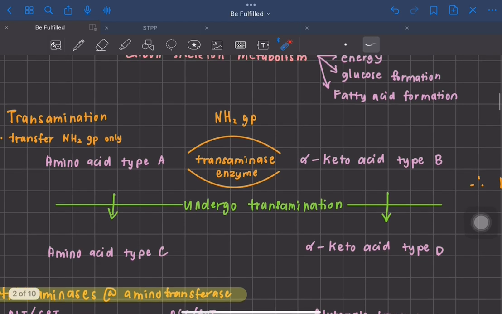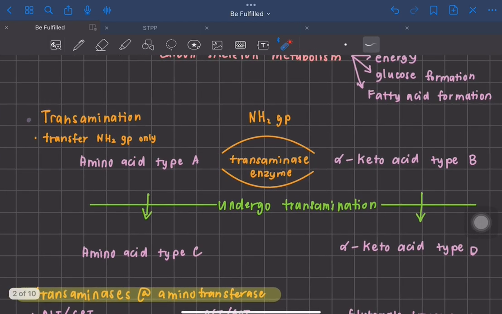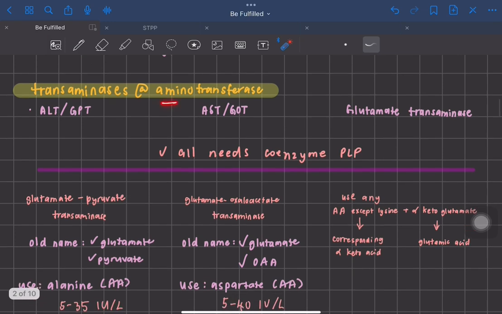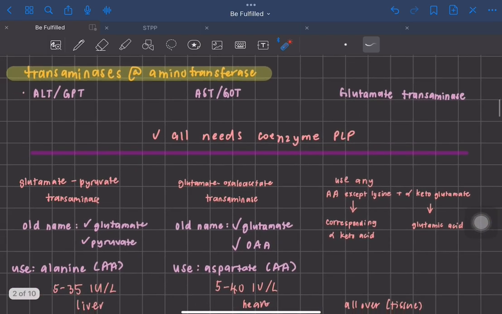Okay, so we want to know what are the types of the enzyme kan. Tadi dekat atas kita dah sebut, right? Just to review, transaminase ataupun we can also call them aminotransferase. Ada 3 jenis, ALT ataupun another name is GPT. GPT ni apa? Glutamate pyruvate transaminase. AST or also called GOT. GOT, glutamate oxaloacetate transaminase. Glutamate transaminase, memang nama dia glutamate transaminase. Firstly, we have to clarify semua memerlukan coenzyme PLP ataupun pyridoxal phosphate.